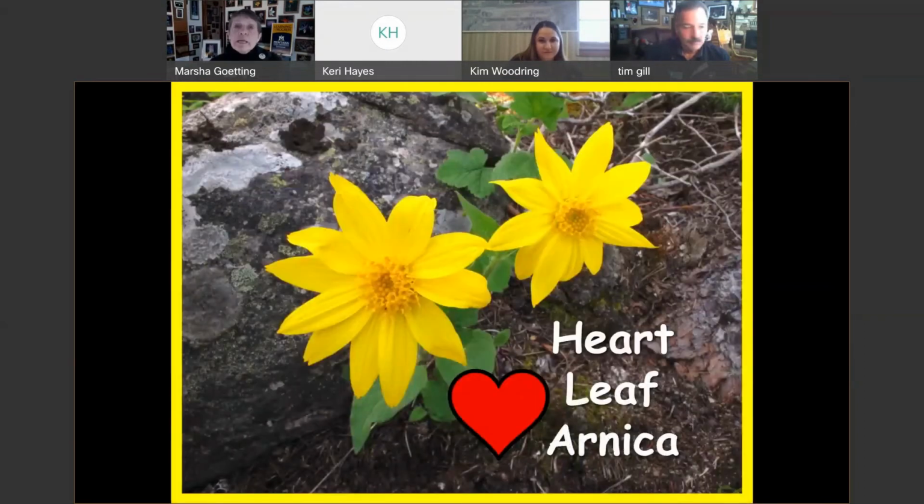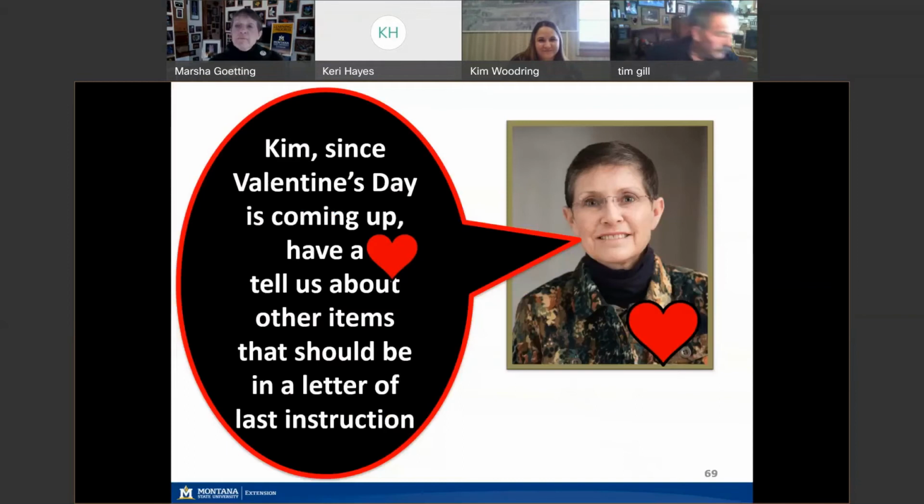Now this happens to be a heart-leafed arnica. So Kim, Valentine's Day is coming up. Have a heart, tell us about other items that should be included in the letter of last instruction.